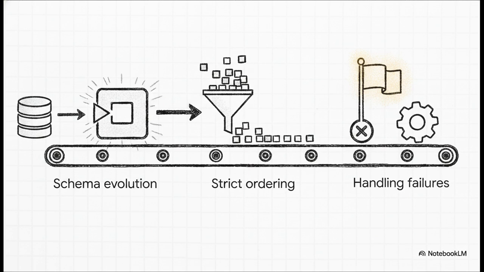Second, strict ordering and partitioning are completely mandatory. Debezium ensures that all change events for a specific row land in the same Kafka partition. This preserves the genuine order of changes so you never accidentally process a delete before an update. And finally, handling failures and connector restarts. Debezium carefully tracks its position in the transaction log, meaning if a connector restarts, it gracefully resumes exactly where it left off, without missing or duplicating changes.